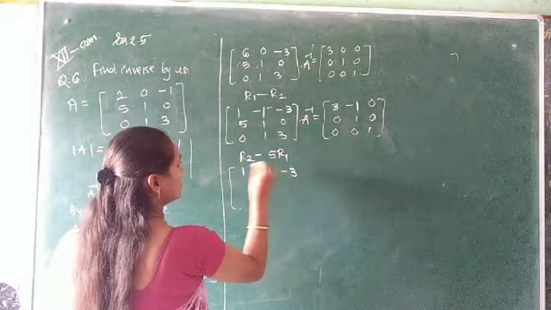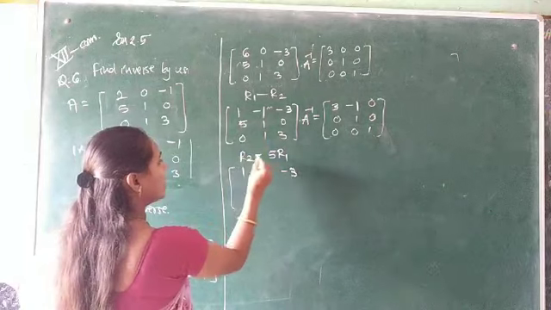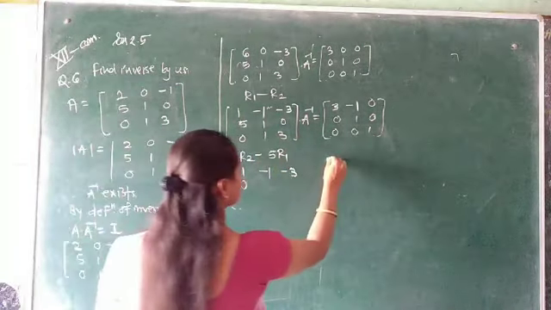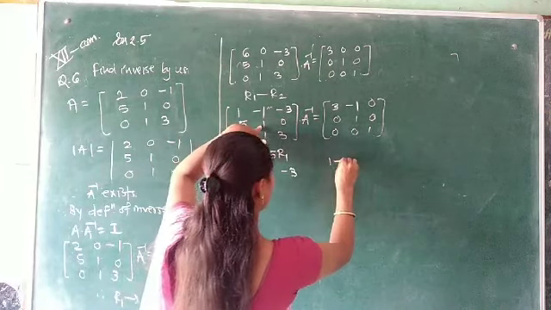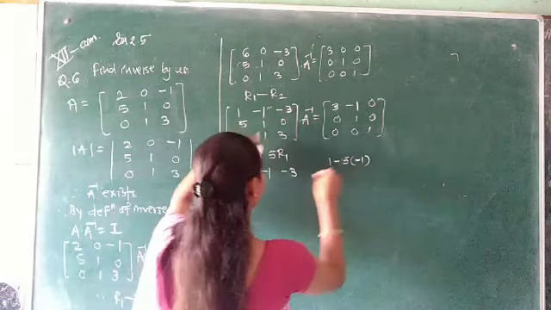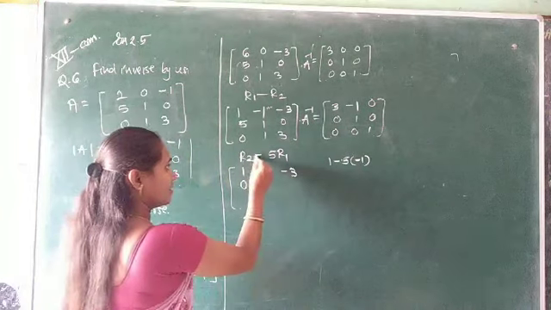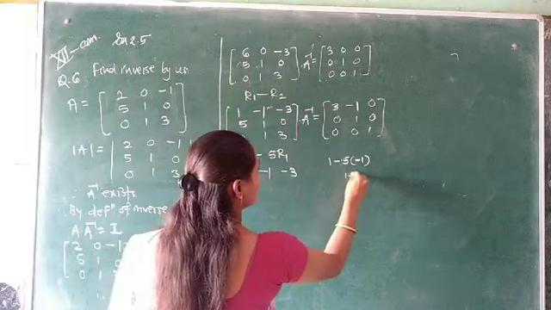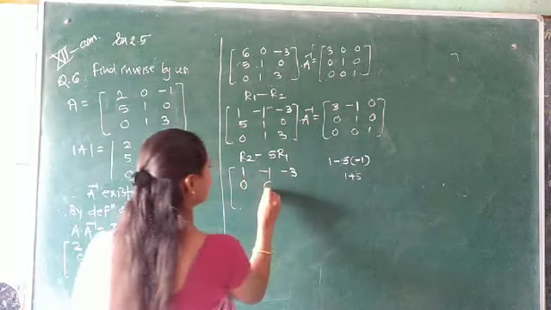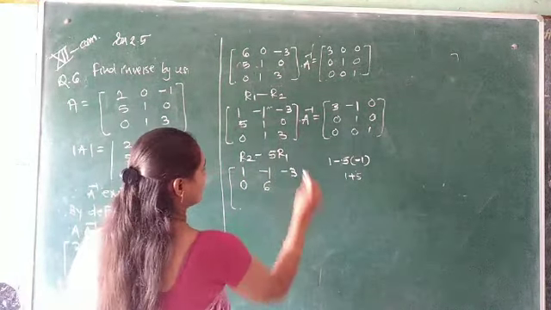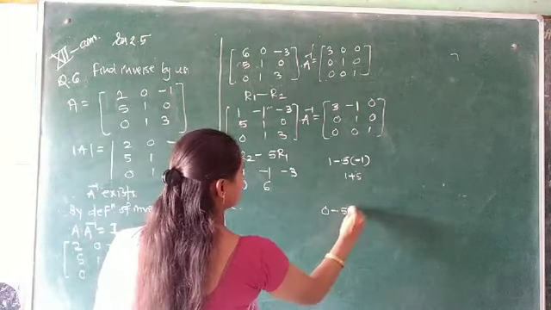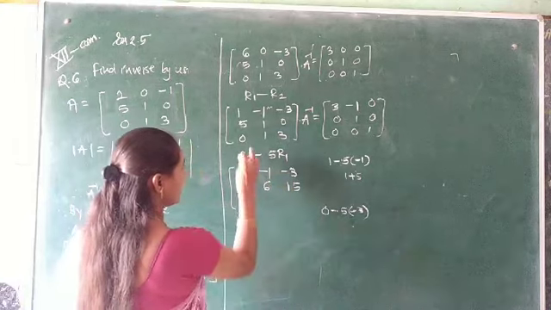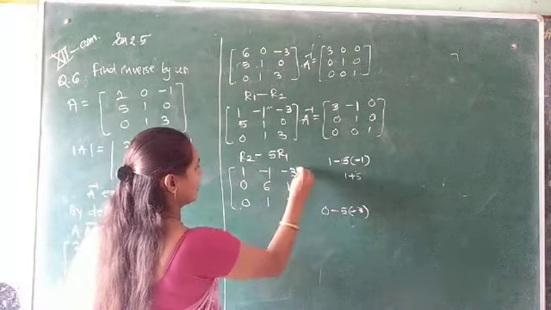1 minus 1, minus 3. Now look at here, 5 minus 5 into 1, since it is 0. Next here, 1 minus 5 into minus 1. R2, 1 minus 5 as it is. Corresponding R1, minus 1 means minus minus plus 5, since it is 6. Next 0 minus 5 into minus 3, minus minus plus 15. R3 as it is. 0, 1, 3.